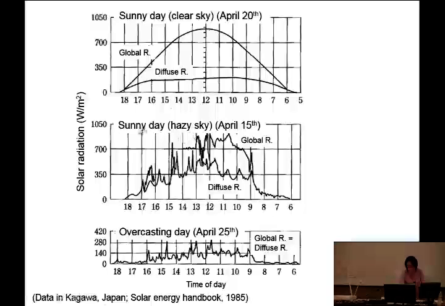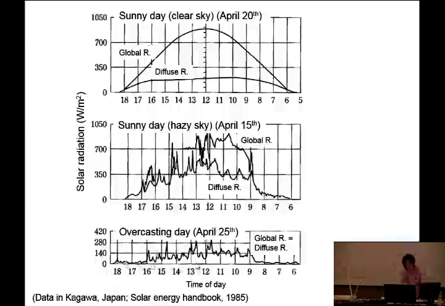Hazy sky, sunny day. We still call it a sunny day because we can see the sun. But depending on the sky condition, you see that in this case almost all light is diffuse, and then during the afternoon about 50% is direct light and 50% diffuse. So those totally depend on the condition of the sky. And this is an overcast day.